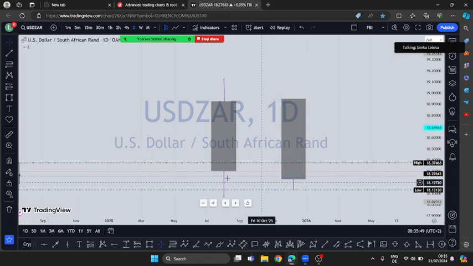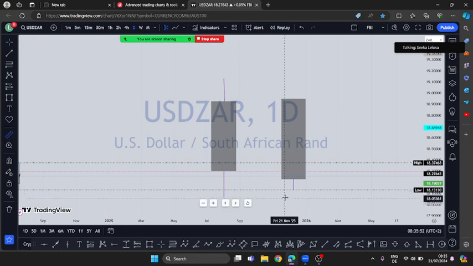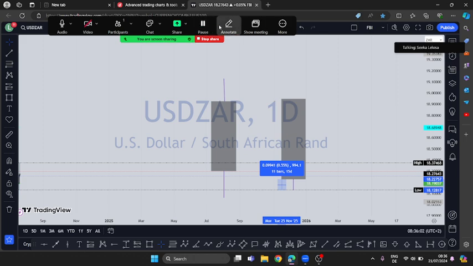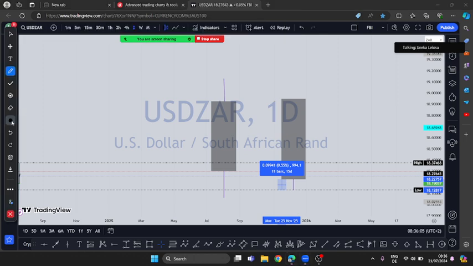So let's look at the size of the wick here. The size of the wick here is like 0.5. Let me just highlight it for you guys. So that's the size of the wick there, right? So that's the first formation that I'm sharing with you guys.